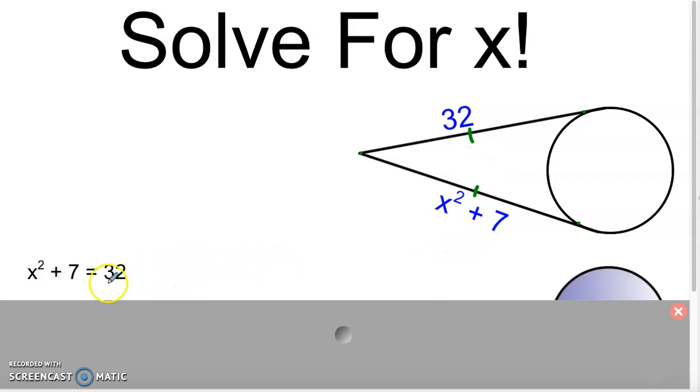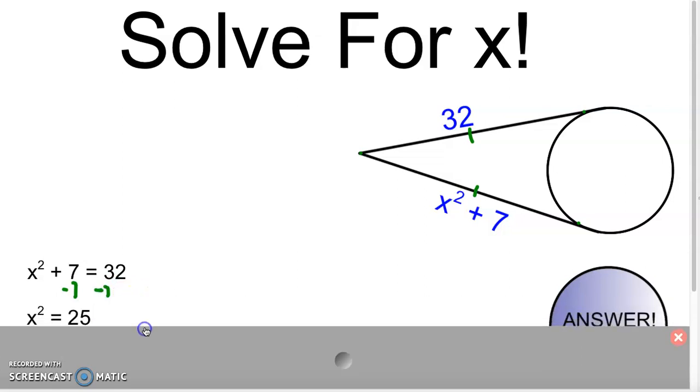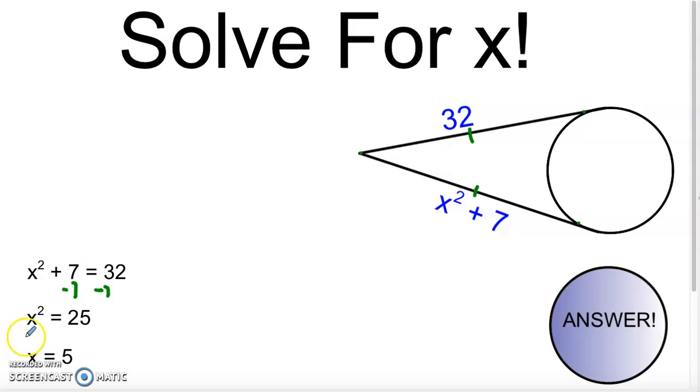And then I'm going to subtract 7 from both sides to solve this. And 32 minus 7 is 25. And now I have a squared term here, so I need to take the square root. So the square root of 25 is 5. And if I did that and filled it back in, 5 times 5 is 25, plus 7 would be 32.